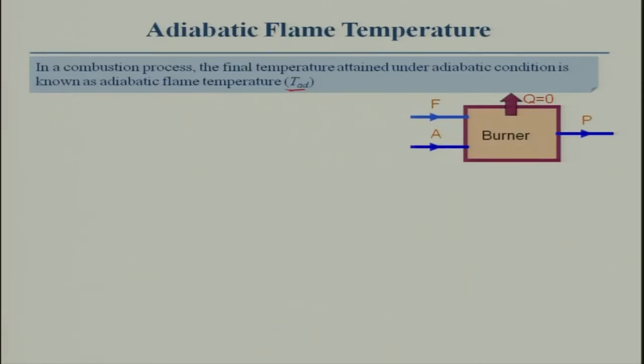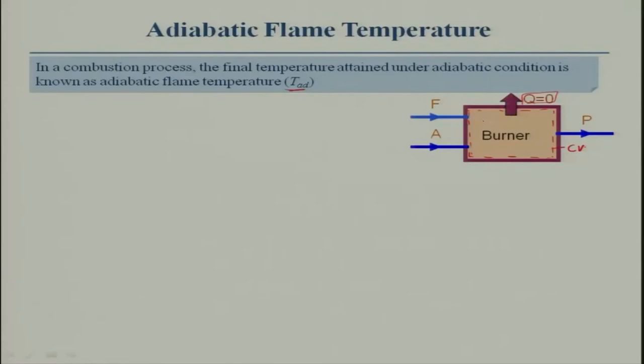If I now want to find out what will be the temperature at the exit of this burner, provided no heat is being transferred, that means Q is equal to 0, what will we do? We will have to take a control volume. Let us say this is our control volume, and keep in mind that this is a flow system. If it is a flow system, we will also have to make certain assumptions. What are those assumptions? Steady flow process. Then what else? Change in kinetic energy will be 0. Change in potential energy will be 0. Is there any work done here? The work done also is 0.